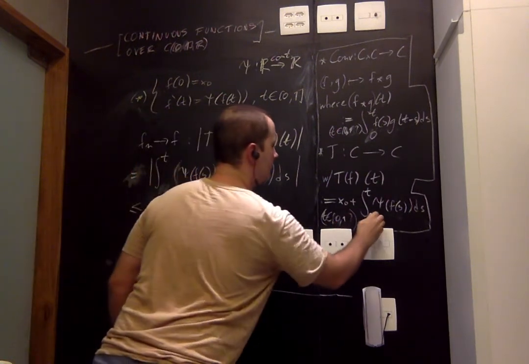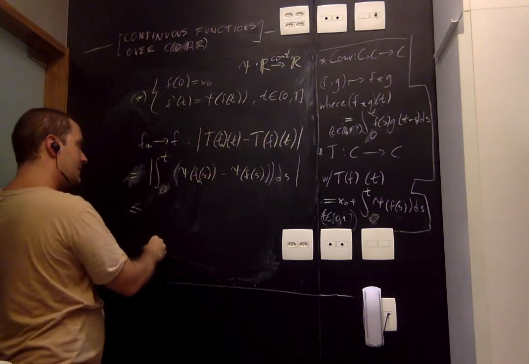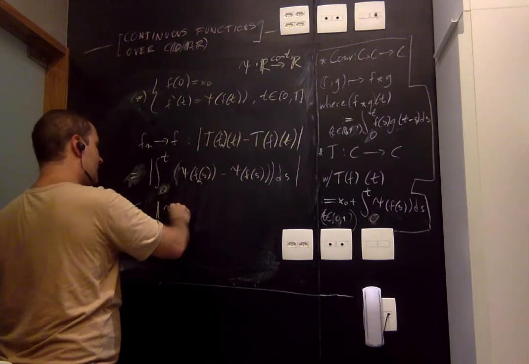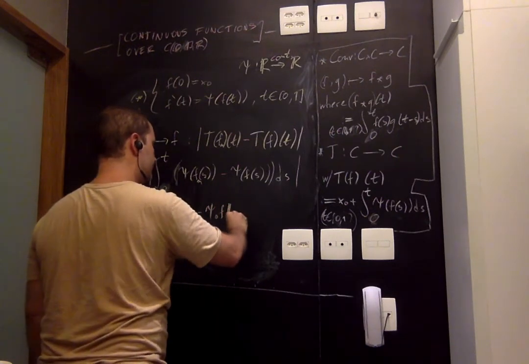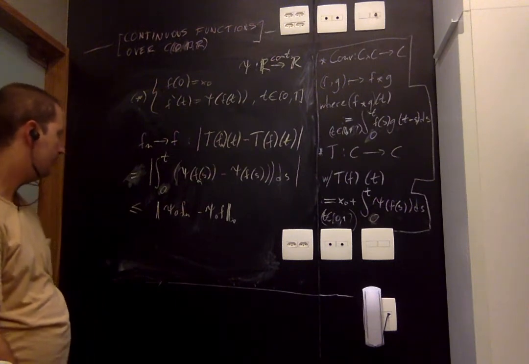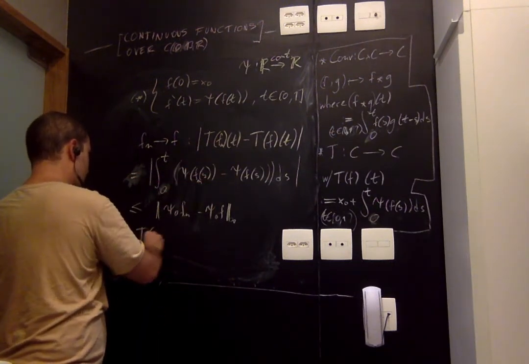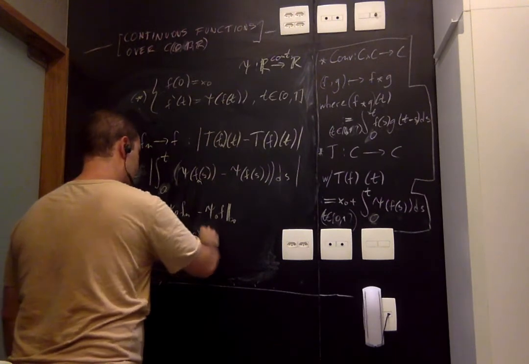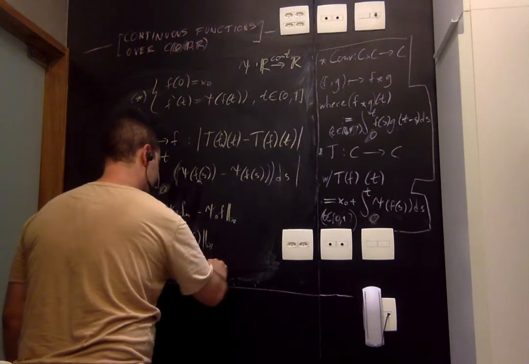Now I use the bound that you should be getting used to by now. This is 0, that's just the length of the interval. It is bounded by t times the norm of, this is a composition, right? psi composed with f sub n minus psi composed with f. So we have our bound. So T of f sub n minus T of f is less than the difference between the two compositions.